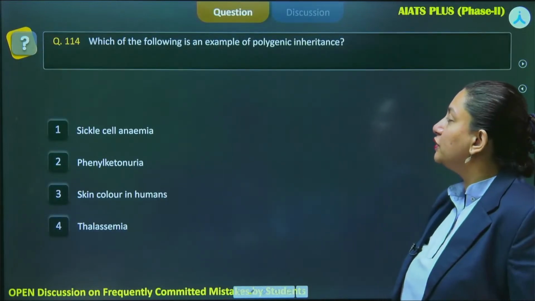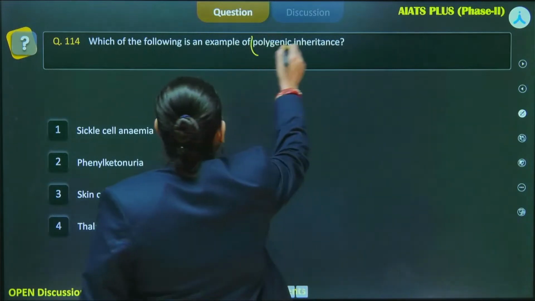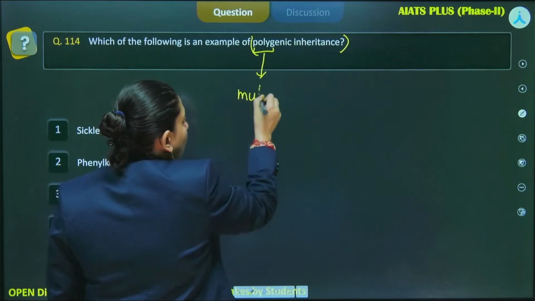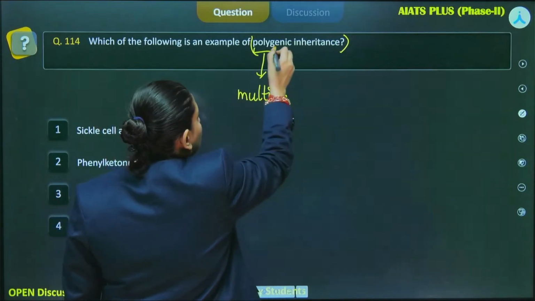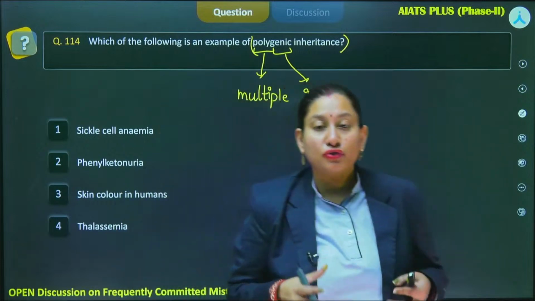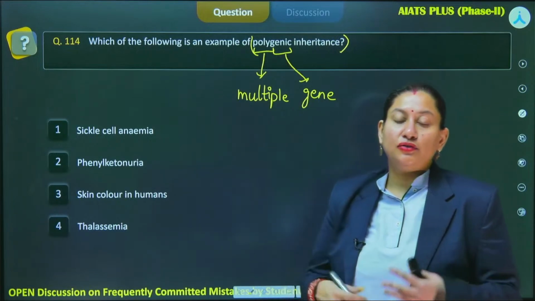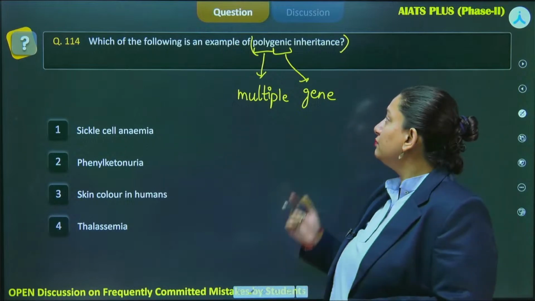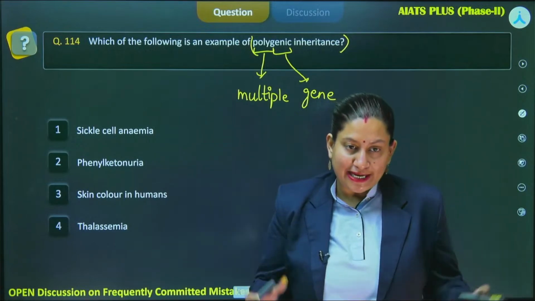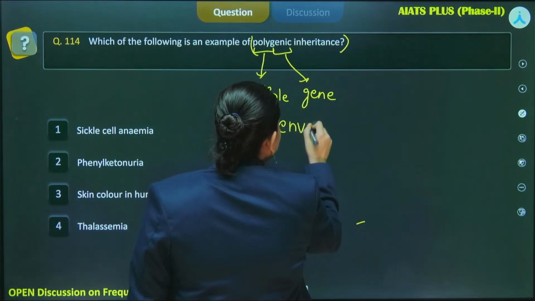And this question talks about which of the following is an example of polygenic inheritance, right? So when we talk about the polygenic inheritance, the name itself suggests poly means multiple, genic means gene. That means there are going to be multiple genes that are going to control the inheritance of a character, right? So when we talk about the polygenic inheritance, there are 3 or more genes that are being involved over here. Also, it is not only the genetic imprint that is going to decipher the entire phenotype in the organism, but it also takes into account the environmental cues.